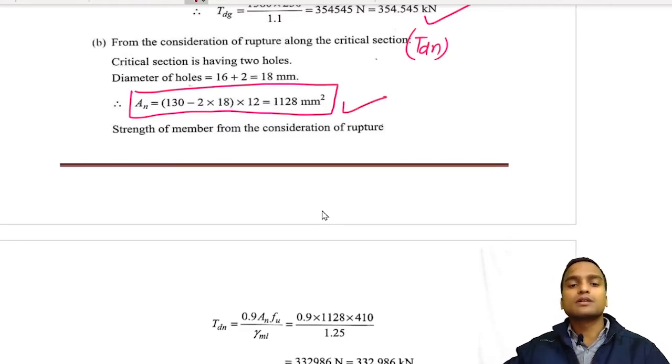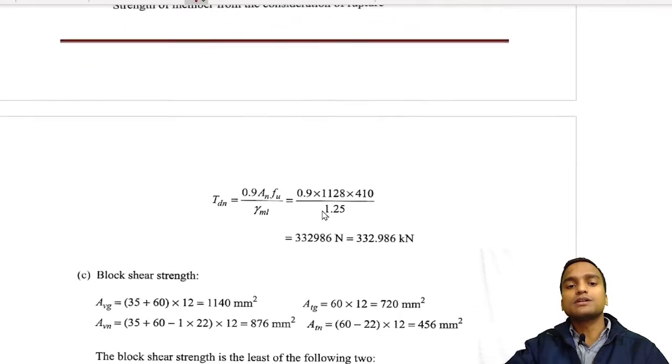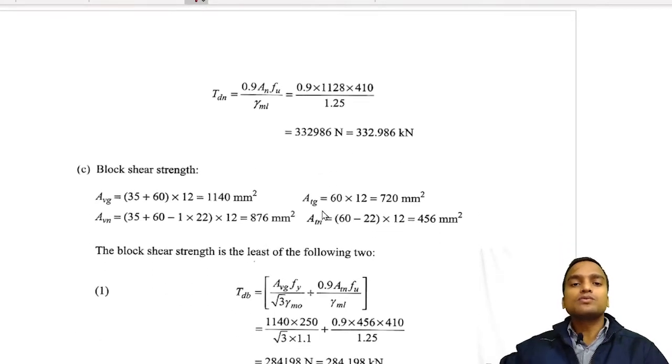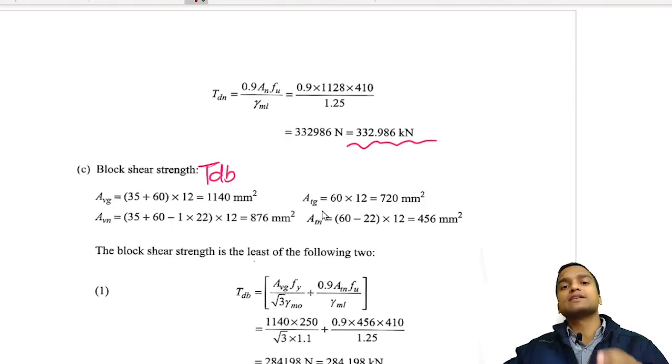Now let us calculate the value of Tdn, which will be equal to 0.9 into net area into ultimate stress divided by gamma m1, which in case of rupture of net section is equal to 1.25. Putting all the values we get the value of Tdn as 332.9 kilonewton. Now the third value which we have to calculate is Tdb, the block shear strength.